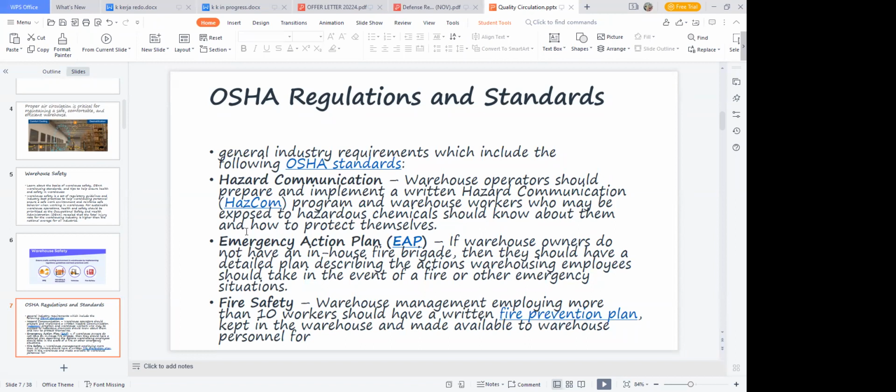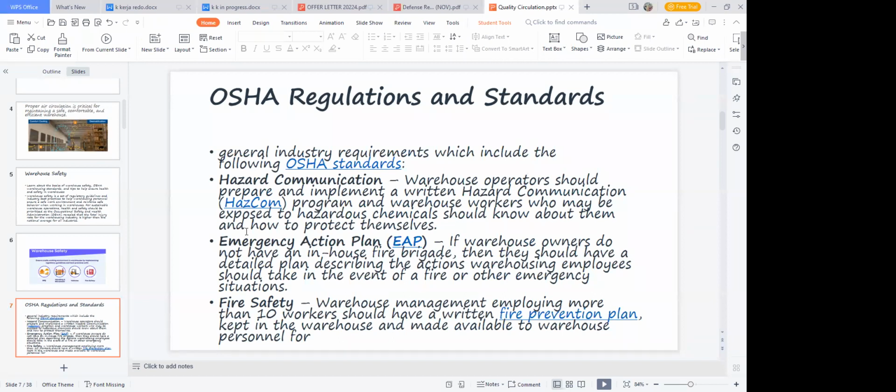But if we don't have this special fire brigade, we must have an emergency action plan. Okay, emergency action plan. In this EAP, the company must have a detailed plan, risk management, how to solve the problem if there's a fire here and there.